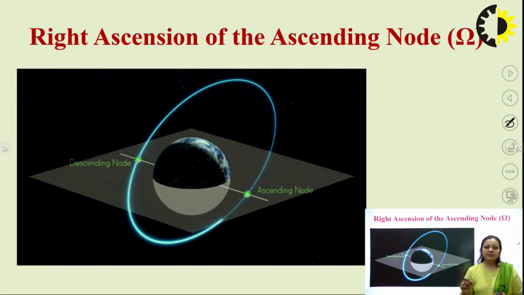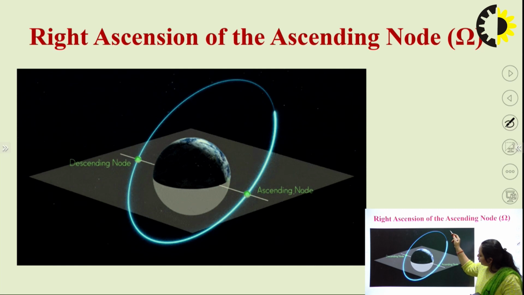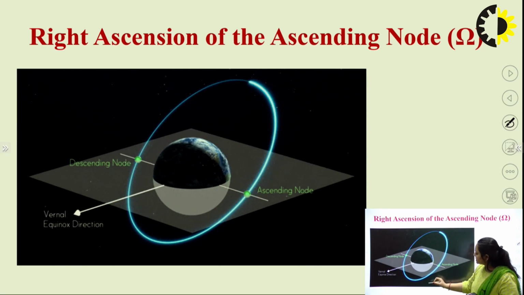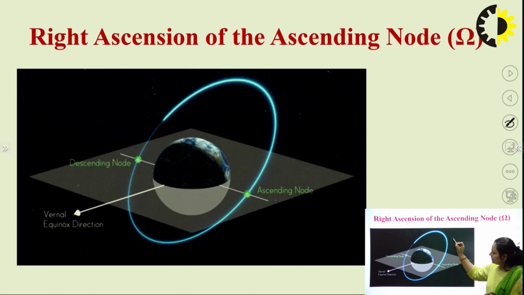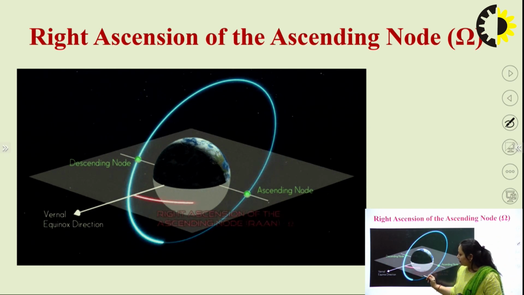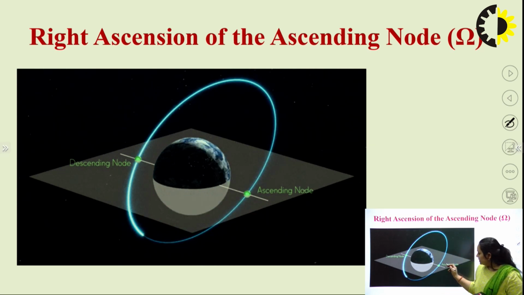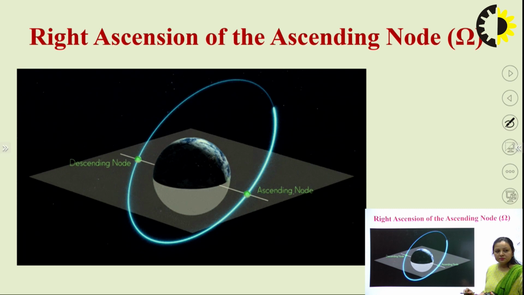Next is the right ascension of ascending node. So again check, the satellite is moving in an orbit, in a perfect ellipse orbit. This is my north pole, this is my south pole. Now it is moving, as you can see, it is farthest from the earth, so the speed is comparatively slow. Now it cuts the equator at a particular point while going from north to south pole. We call it a descending node. Now it is going from south to north, so it cuts at this point. We call it an ascending node.